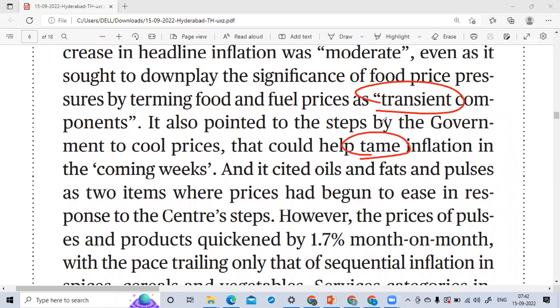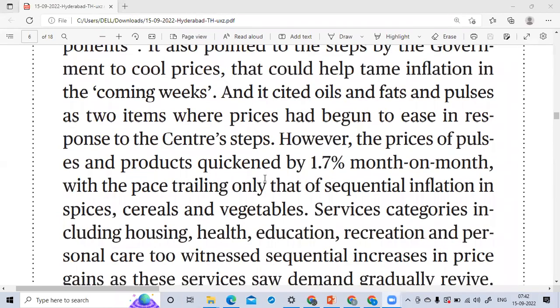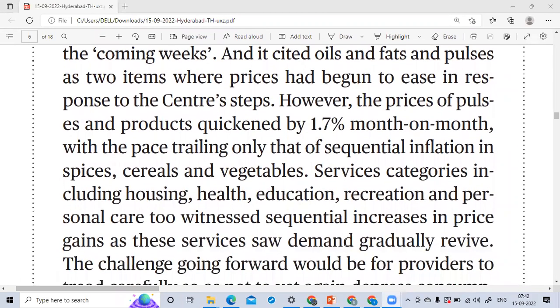Tame, control. Okay. Tame is what? Control, my dear friends. Tame is control. Okay. So I think we are coming to the end of the article. We have hardly 4 to 5 good words, but I don't want to miss them because every word is important. Pace is again speed, my dear friends. Pace is again what? Speed.